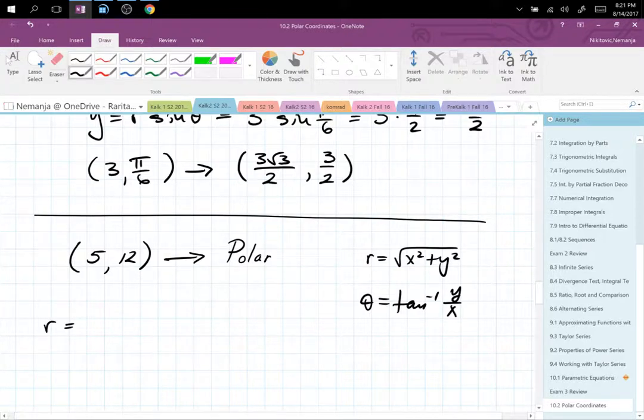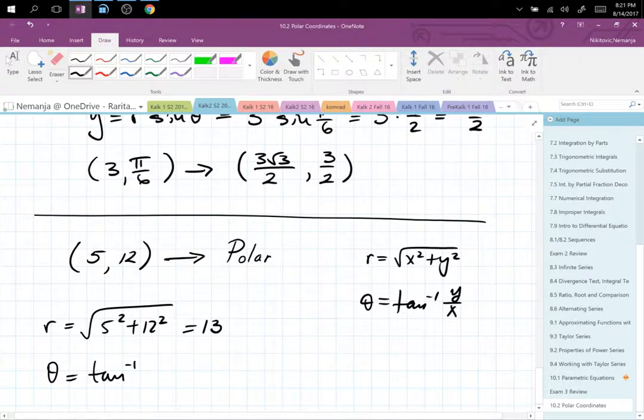So r is equal to the square root of 5 squared plus 12 squared, which works out to be 13. And theta is the inverse tangent of 12 over 5, which is, we can use degrees. Make sure that you have degrees on the calculator, for the inverse tangent of 12 divided by 5. Approximately 67.4 degrees.